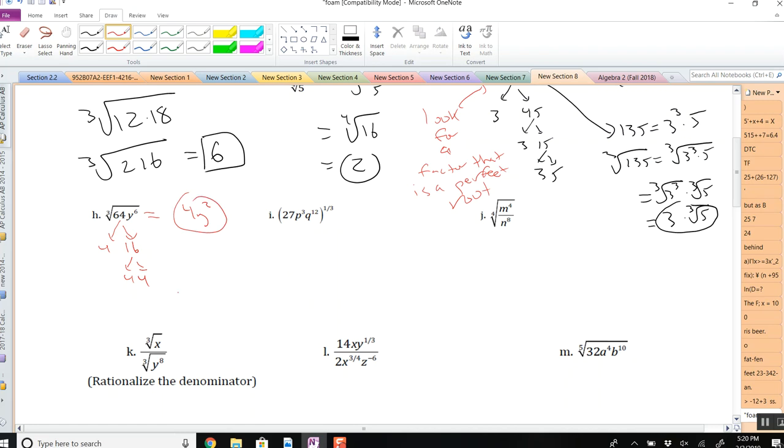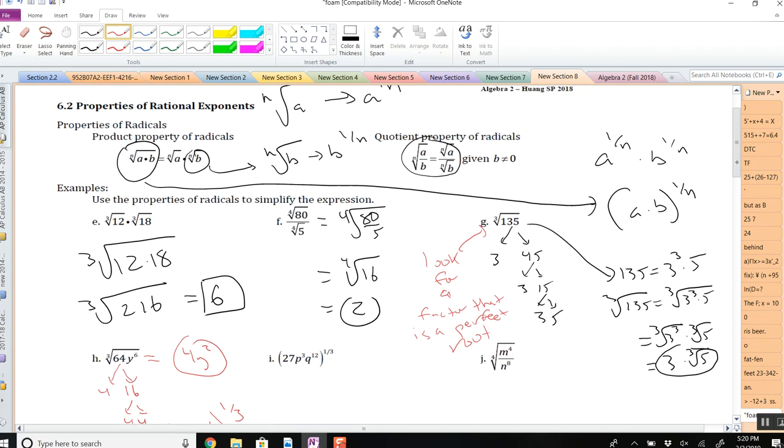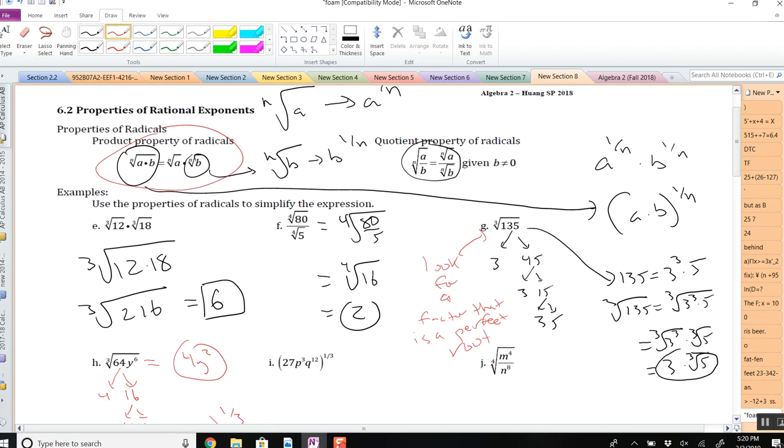The reason why is because you're getting 64 y to the 6 raised to the 1/3. So 64 to the 1/3, and then y to the 6 to the 1/3. Using our properties of exponents, 6 over 3 is 2, and the cube root of 64 we know is 4. So yet again, we're using this property that we just discussed not too long ago.